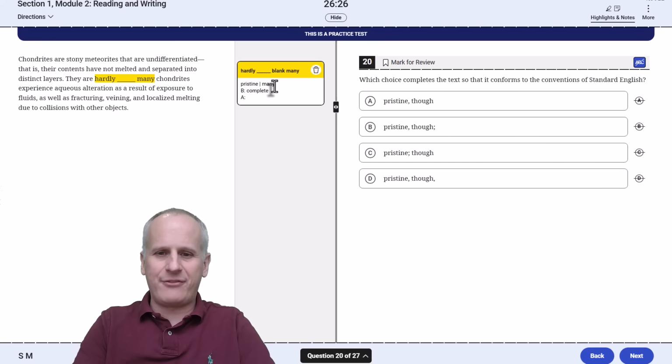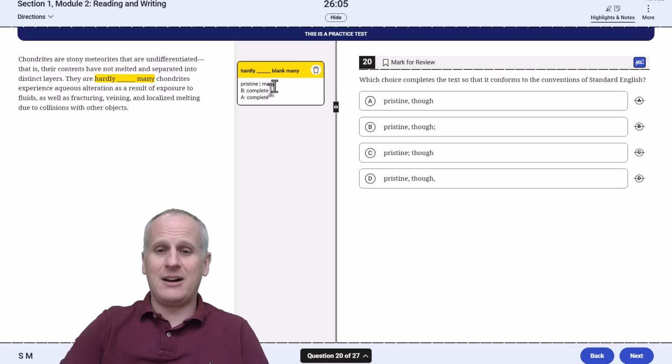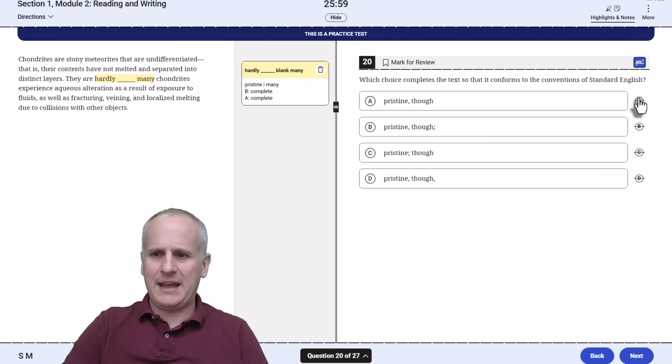Then we pick up after the though with many chondrites experience aqueous alteration as a result of exposure to fluids, as well as fracturing, veining, and localized melting due to collisions with other objects. That too is a complete sentence, or a complete independent clause that could stand alone as an independent sentence. So right now, we know that we're going to have some sort of semicolon involved. So goodbye to A and goodbye to D.